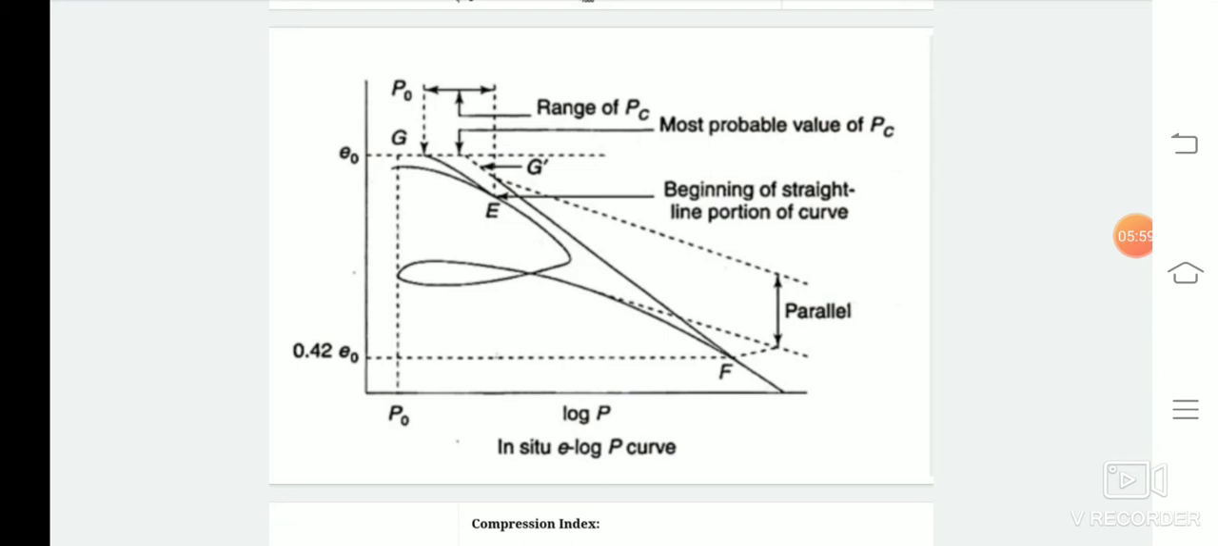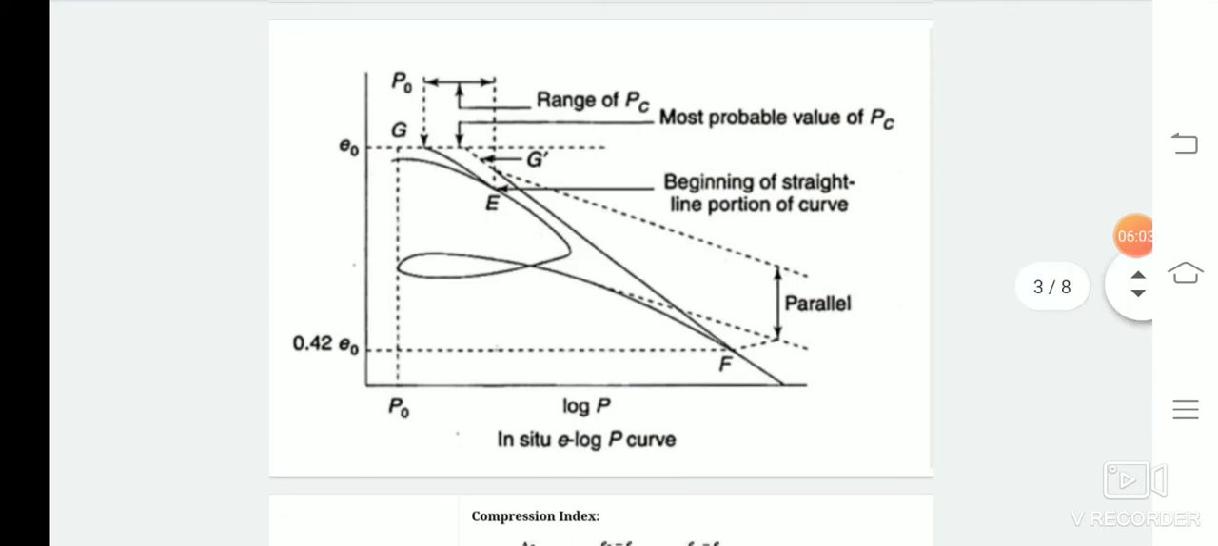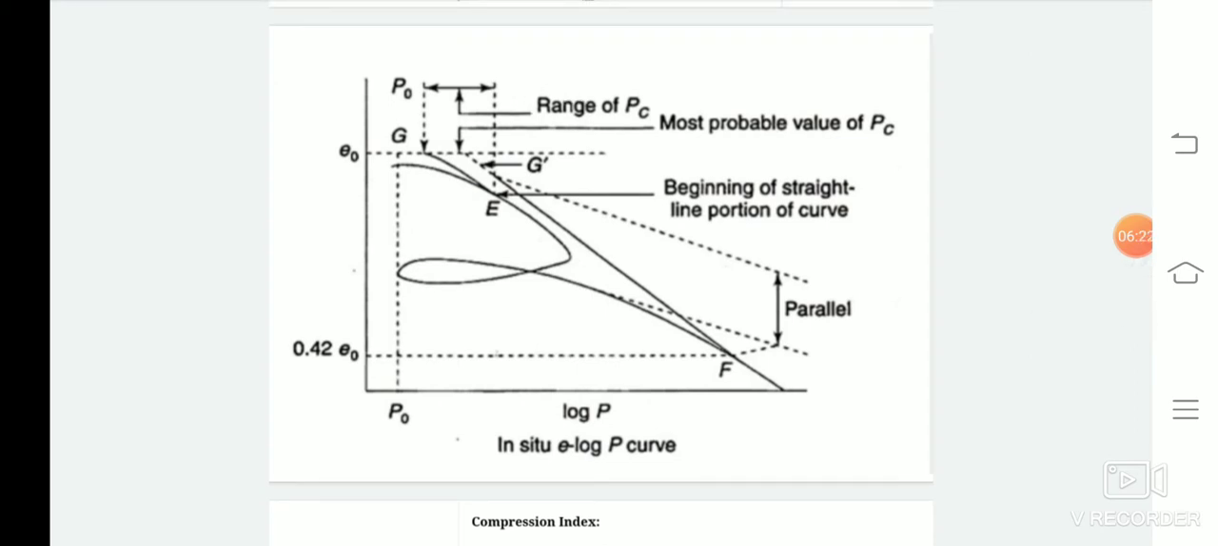soil. So one curve is obtained where load is provided and the soil gets compressed, and again when the load is removed, the soil rebounds. After that, when recompression is applied, again the void ratio decreases with increasing load. This graph, as we have discussed earlier, is known as the e-log P curve.